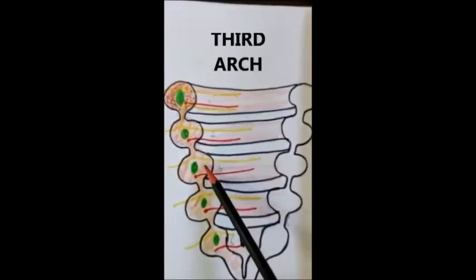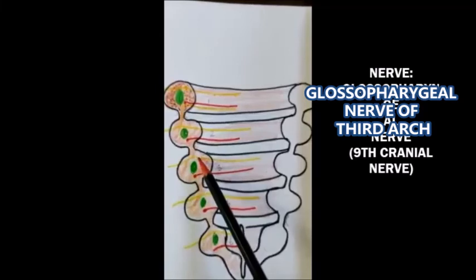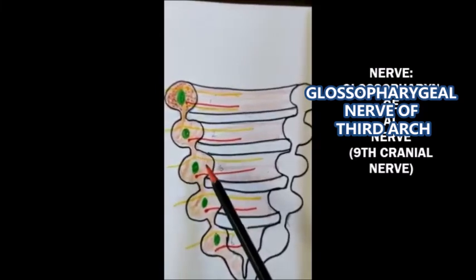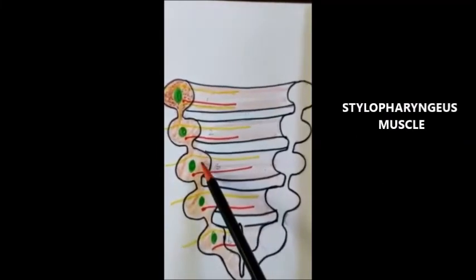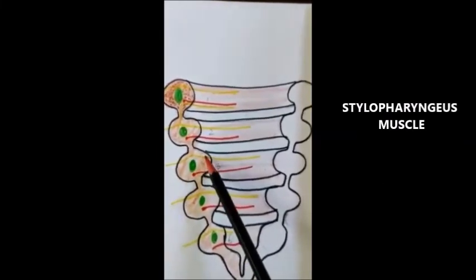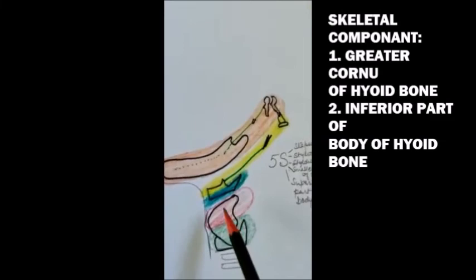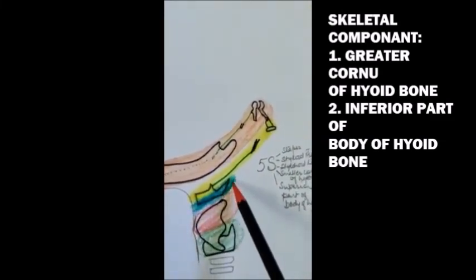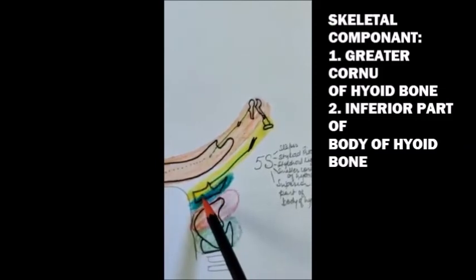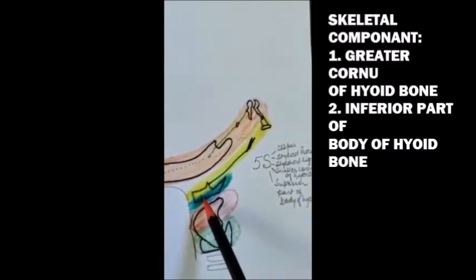This is the third arch, and the nerve here is the glossopharyngeal. So the muscle formed here, only one muscle is formed, that is stylopharyngeus, which is supplied by the glossopharyngeal. The skeletal component of the third arch completes the rest of the hyoid, that is greater cornu of the hyoid and the inferior part of the body of the hyoid.